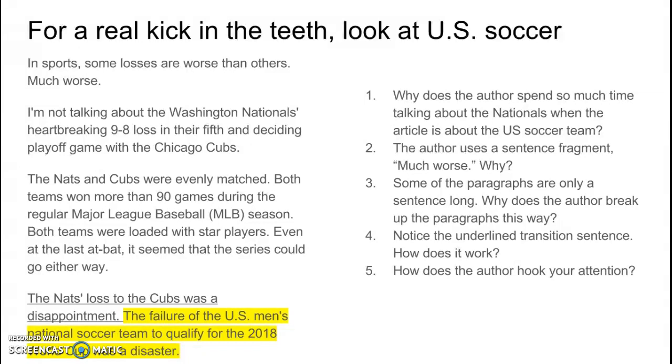So that's another way that you can introduce. You can make a connection, particularly for your editorial. You can make a connection to an event in history or an event in current times that would really show the extreme nature of what you're trying to argue.